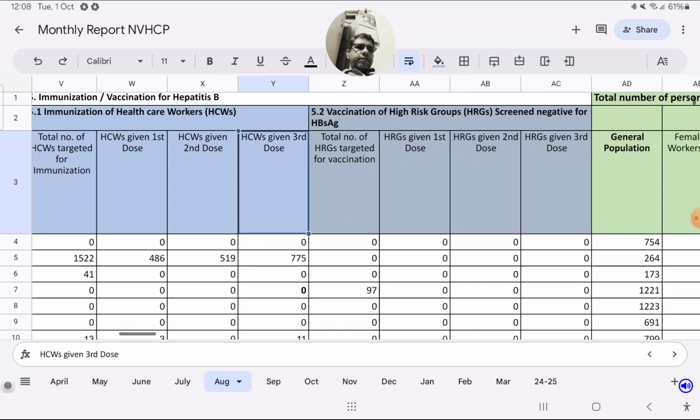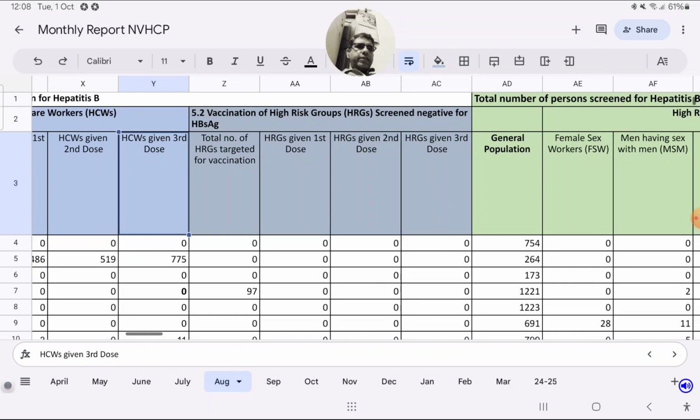Next is vaccination of high risk group, or HRG, screened negative for HBsAg. Total number of HRGs targeted for vaccination. HRG given the first dose. High risk group given the second dose. High risk group given the third dose. High risk group has 4 categories, we shall come to that. They are female sex workers, men having sex with men, injection drug users, and transgender. So we shall mention this in the next section. So I think till now it is clear.